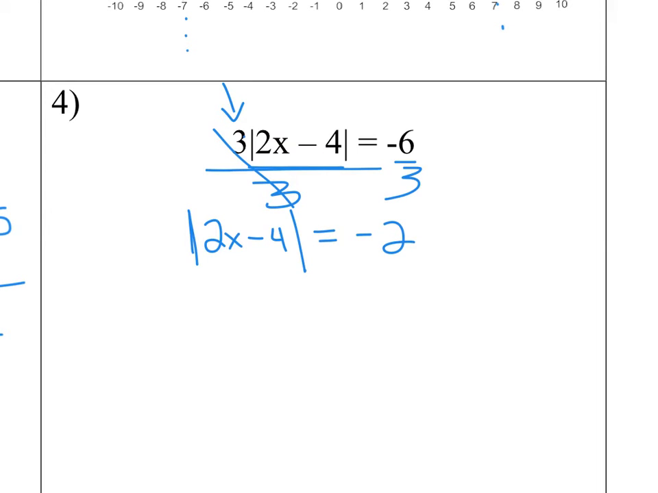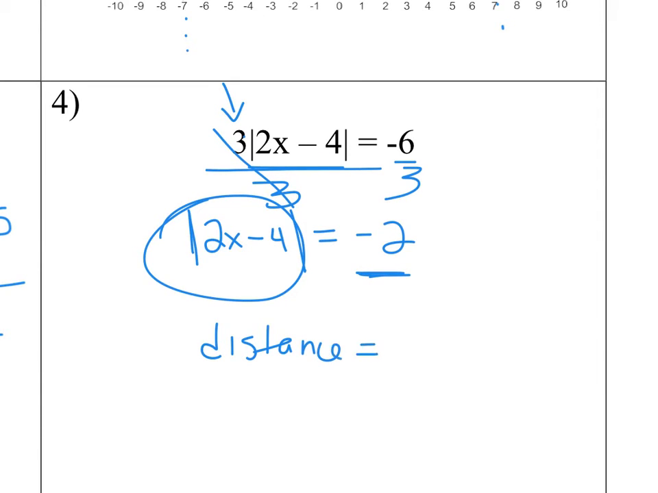Now you could go ahead and solve this one and do all that good stuff. But the problem is the distance from 0, 2x minus 4, this distance from 0 has to be negative 2. And it's saying distance is equal to negative 2. That can't happen. So this particular problem, you could solve it all, then you should check. But there can be no solution here.